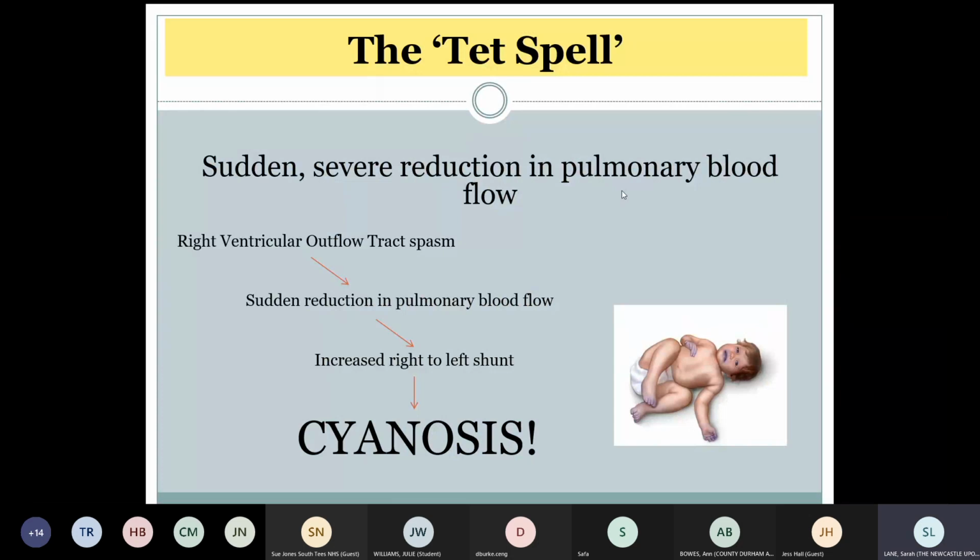So the TET spell. Now this is a really unique presentation of a Tetralogy of Fallot defect. It's a sudden and severe reduction in pulmonary flow, and it's what we call a spell. So this occurs when the right ventricular outflow tract experiences a spasm, and this reduces blood flow through the pulmonary artery, suddenly increasing the right to left shunting of blood into the left ventricle. The child's then going to become markedly cyanosed, and this can happen really quite quickly.